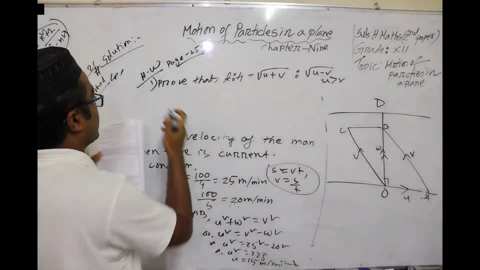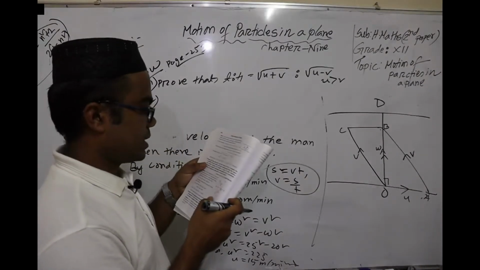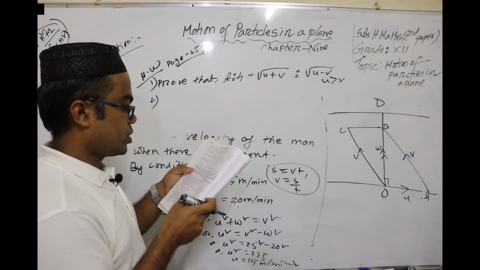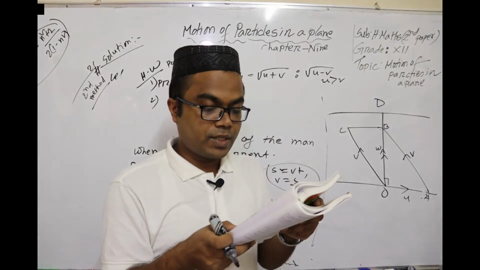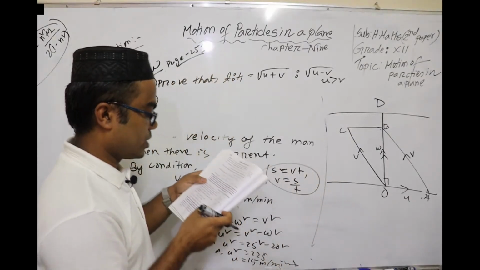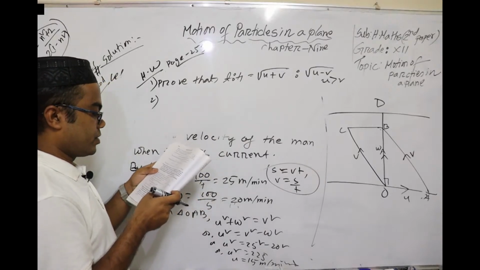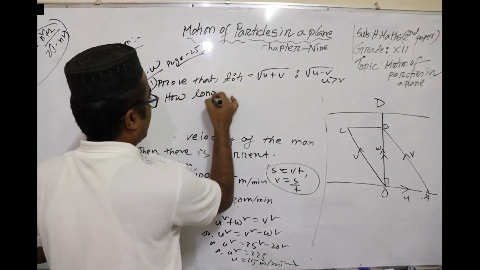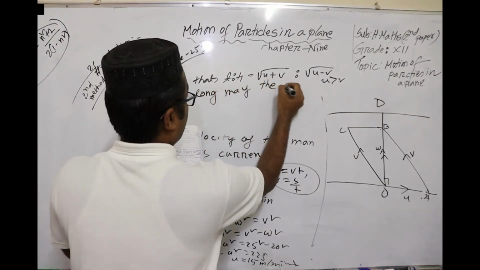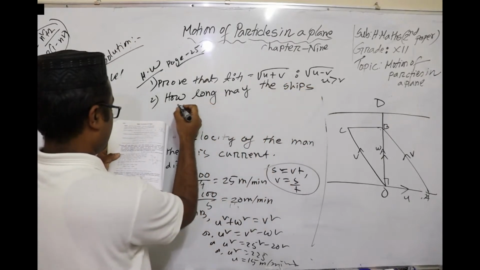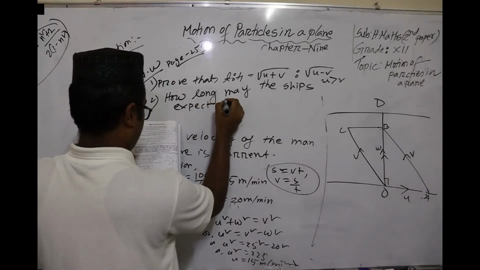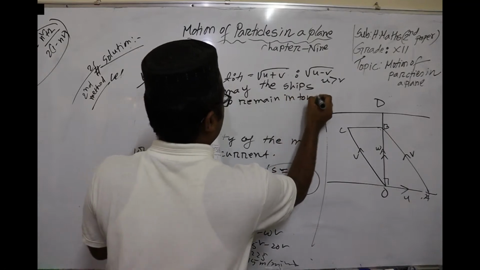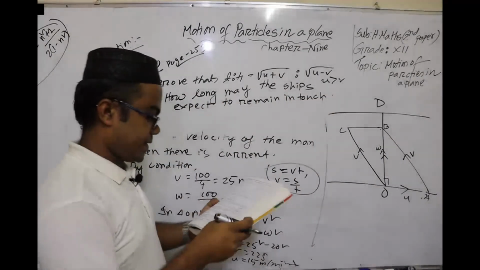Number 2, example 4. A ship starts from a port with velocity 15 km per hour towards the northwest direction. Another ship started simultaneously from the same port towards southeast with velocity 12 km per hour. How long may the ships expect to remain in touch? This is also example 4 in Kitabuddin book.